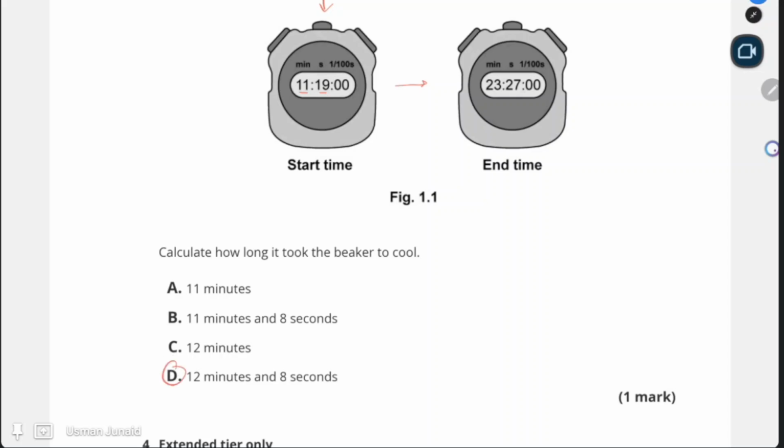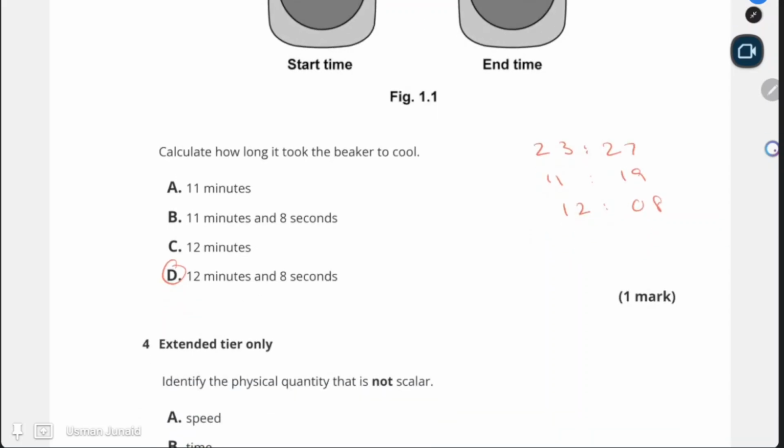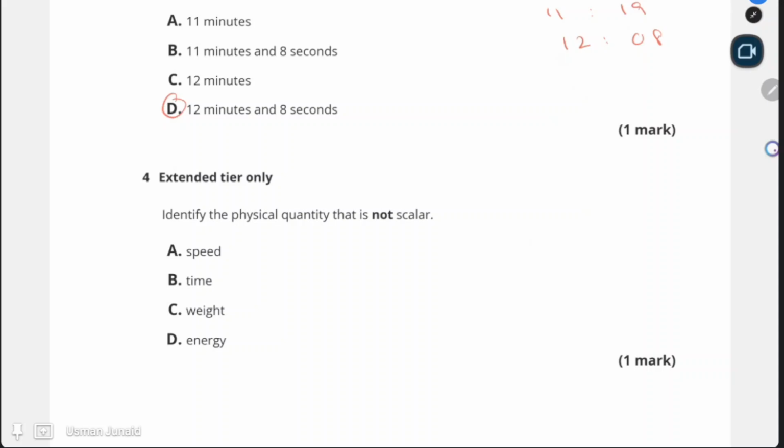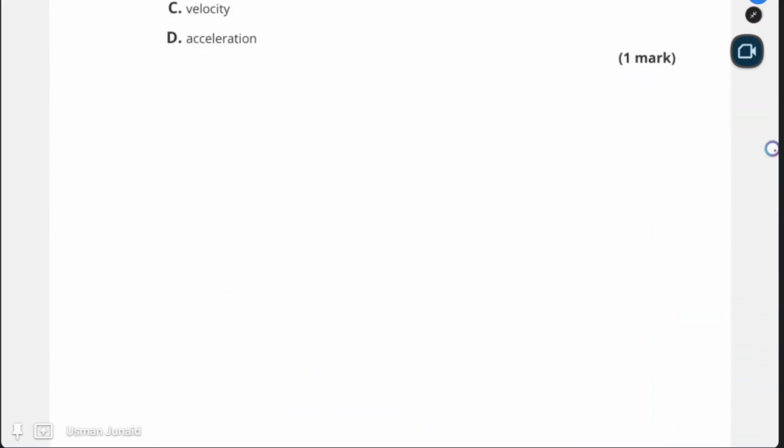So you would go 23 minutes, 27 seconds minus 11 minutes and 19 seconds. This comes out to 8 seconds and this comes out to 12 minutes. So 12 minutes, 8 seconds.